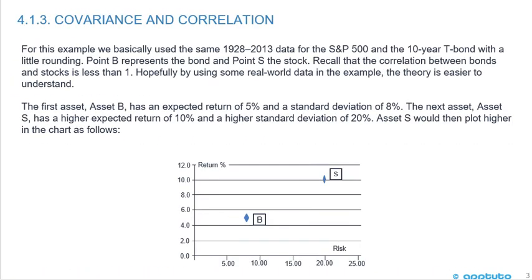For this example, we basically used the same 1928 to 2013 data for the S&P 500 and the 10-year T-bond with a little rounding. Point B represents the bond and point S the stock. Recall that the correlation between bonds and stocks is less than 1. Hopefully, by using some real-world data in the example, the theory is easy to understand.